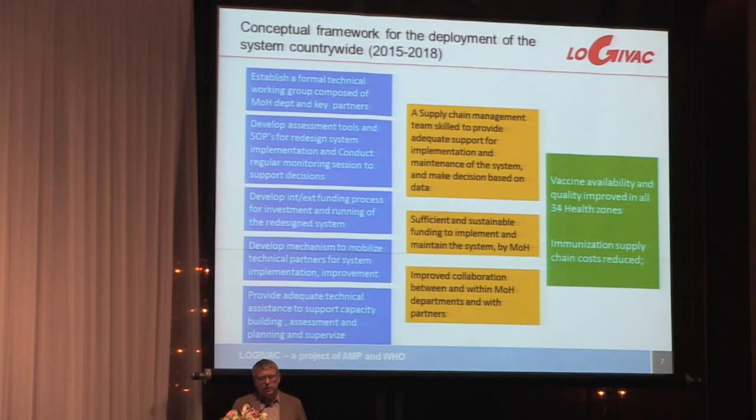So the next step will be extension, as it was said in the video. We are now planning with the Ministry of Health to have an extension countrywide of the system to ensure that there will be vaccine availability in all 34 health zones or districts. And also we expect to have a reduction of the logistic costs for the immunization. And so this is a list of activities. Maybe I won't go through this one, and you'll be able to read it later on.